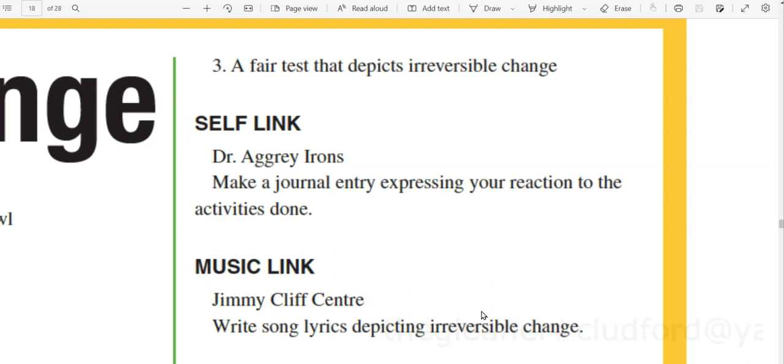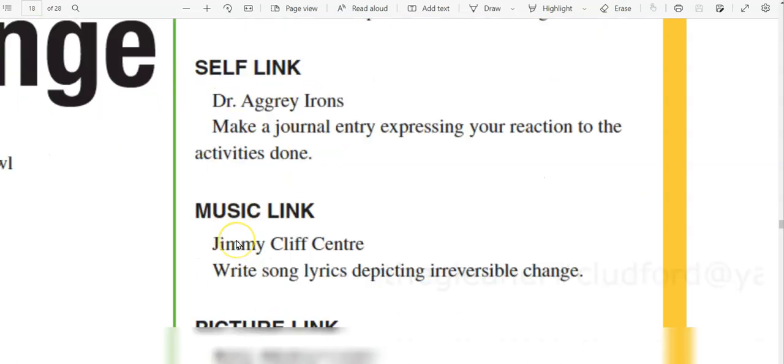Now we go to the Self Link at the Dr. Agri Irons Center. Make a journal entry expressing your reaction to the activities done. So for example, at item 3 here, we could talk about baking. We could talk about making the mortar for the cement, right? Or we could talk about frying an egg, right? So you could have that there, and then in your journal you could talk about that.